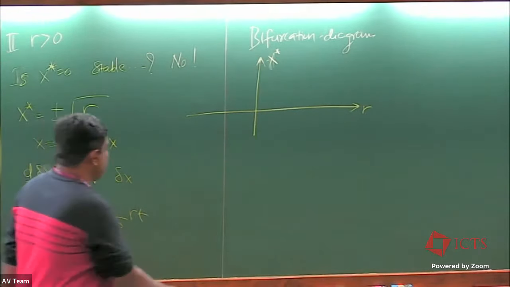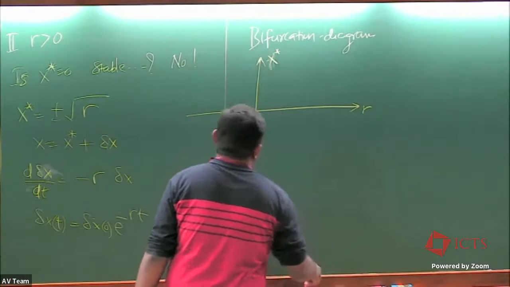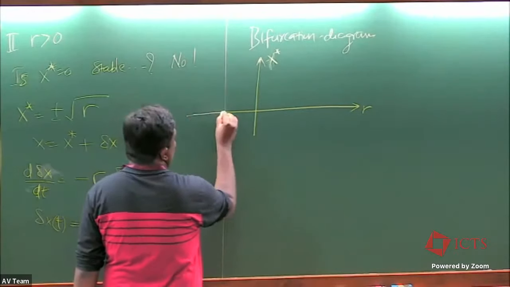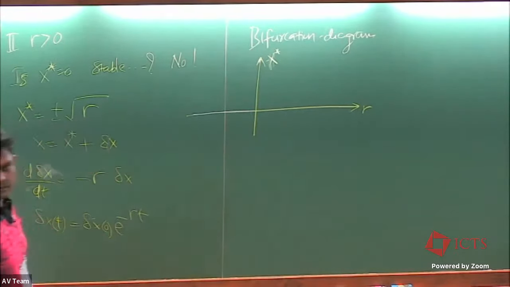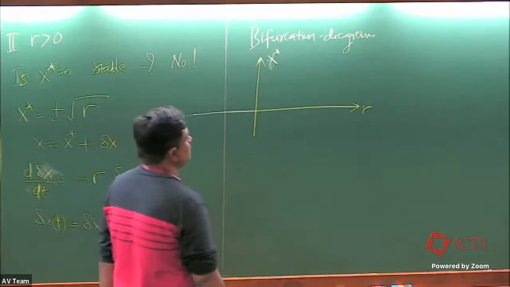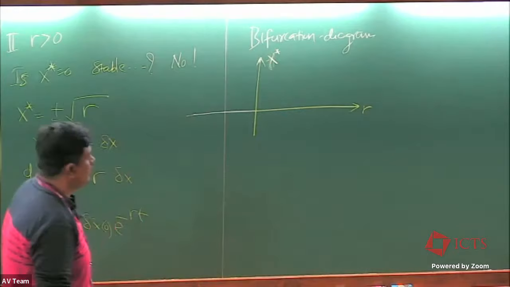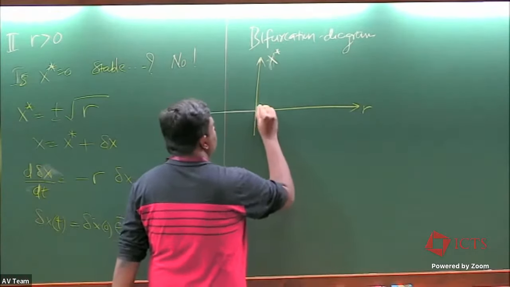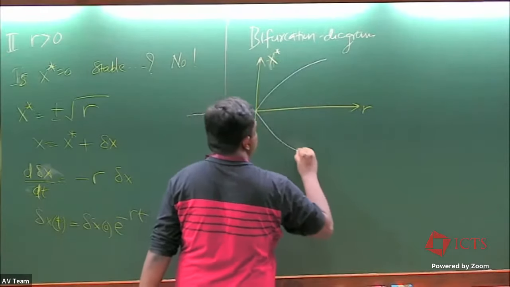So for r less than 0, x star equal to 0 is the only fixed point, and that is stable. For r greater than 0, x star equal to 0 is unstable. But at the critical point r equal to 0, these fixed points are identical, and the plus minus root r fixed points bifurcate.